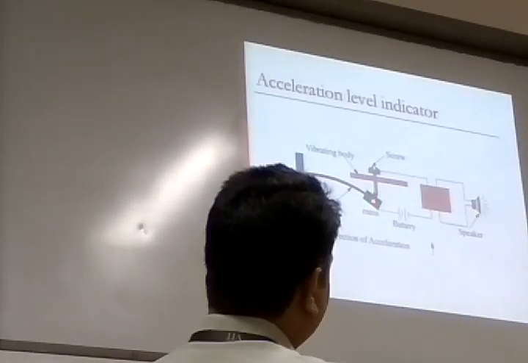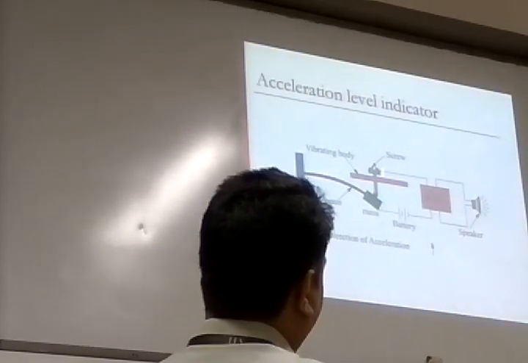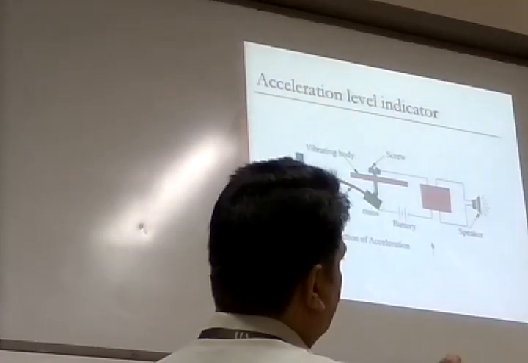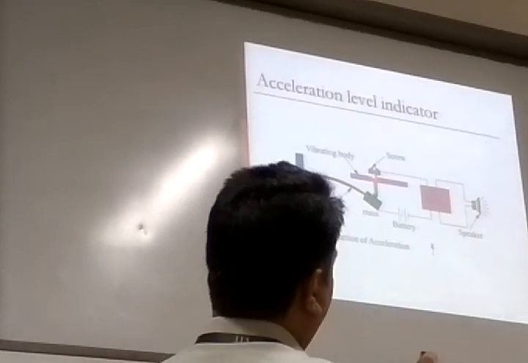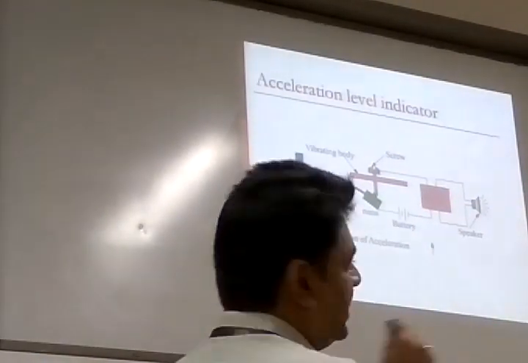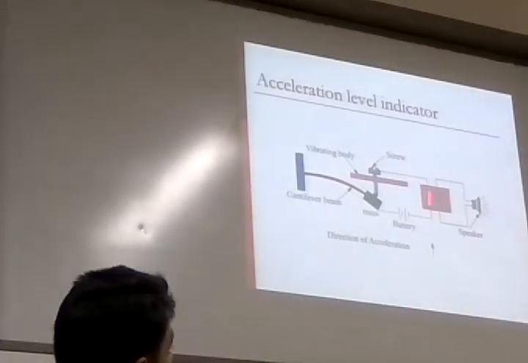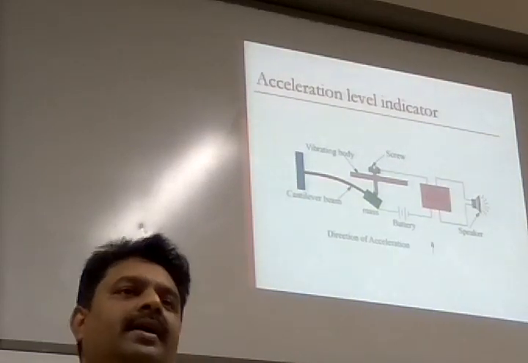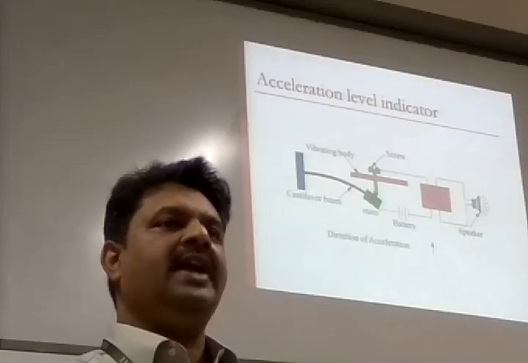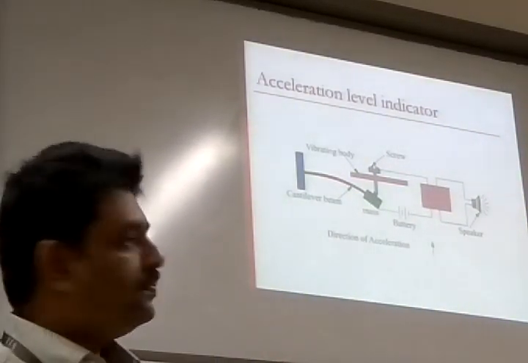This is a cantilever beam with a mass, and here it's a part of the arrangement. You have a screw and a circuit like this. The circuit is normally closed. A battery, the contact goes like this. Through a NOT gate, it is connected to a relay and then a buzzer. When the circuit is closed, there will be a flow of current, and the NOT gate will give no output, so the buzzer will not make sound.